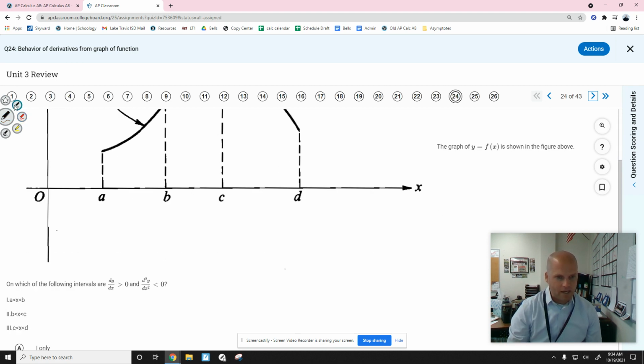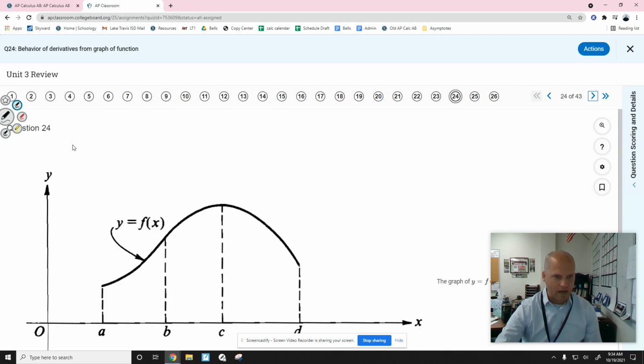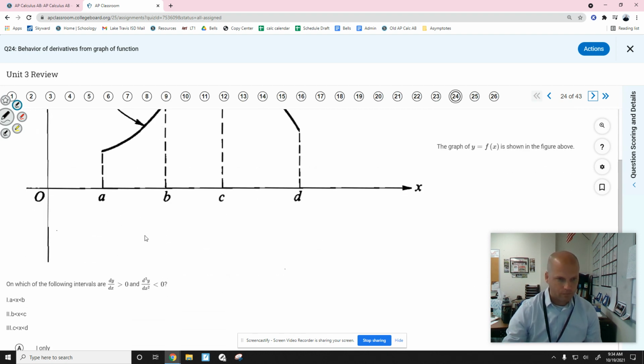When is dy dx greater than 0 and d squared y dx squared less than 0? This is the graph of f. Okay, dy dx is y prime. That's y prime is positive, which means y is going up. D squared y over dx squared is y double prime. Notation matters. You need to know that. That's when the second derivative is negative, which means y prime is decreasing, or more importantly, y is concave down.